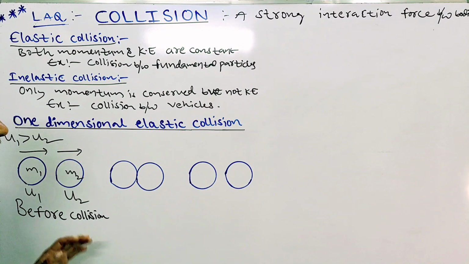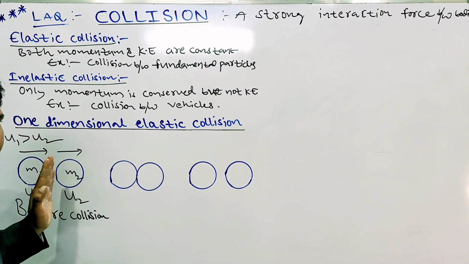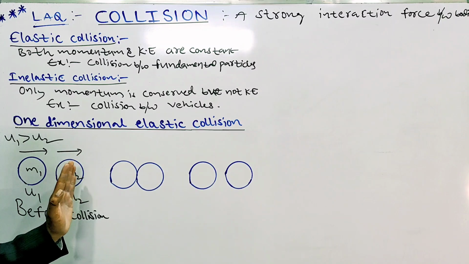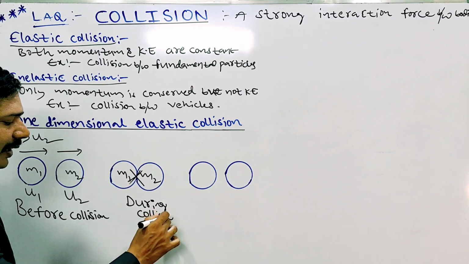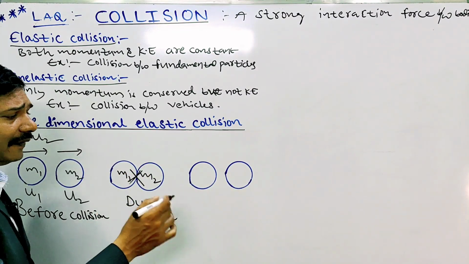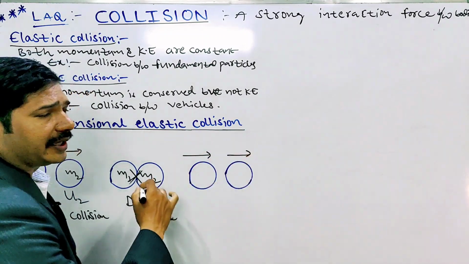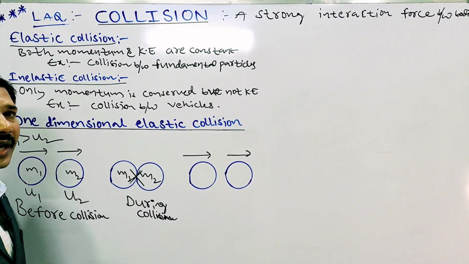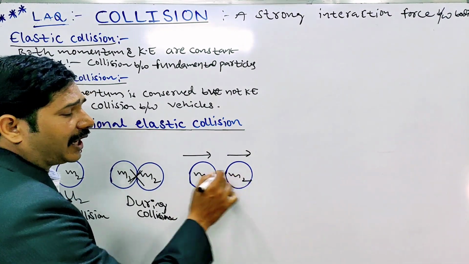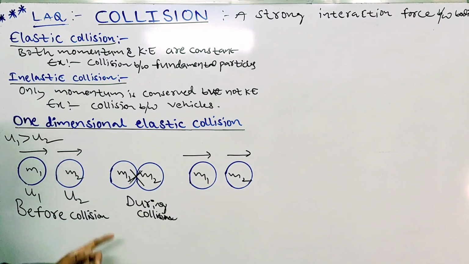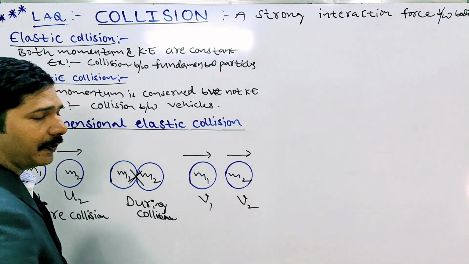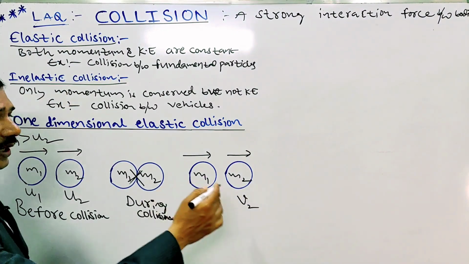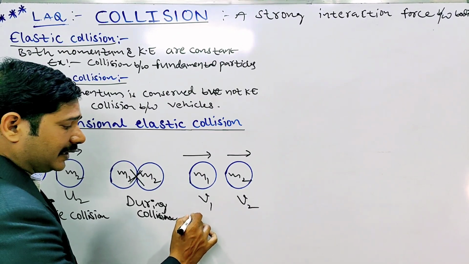Since u1 is moving faster than u2, it goes and hits the second body. During collision they exert forces and exchange their momenta and kinetic energy. After collision they are again limited to the same straight line, which is why this is called one-dimensional elastic collision, or head-on collision. After collision, the final velocity of the m1 body is v1 and the final velocity of the m2 body is v2.